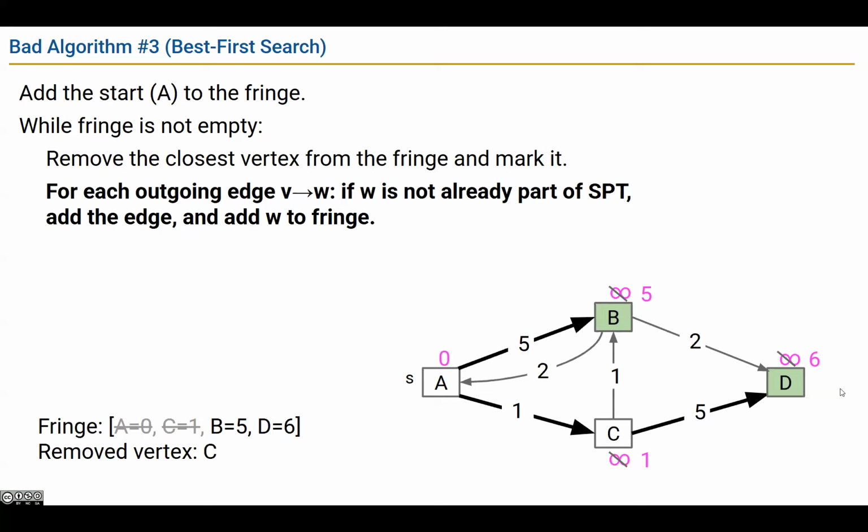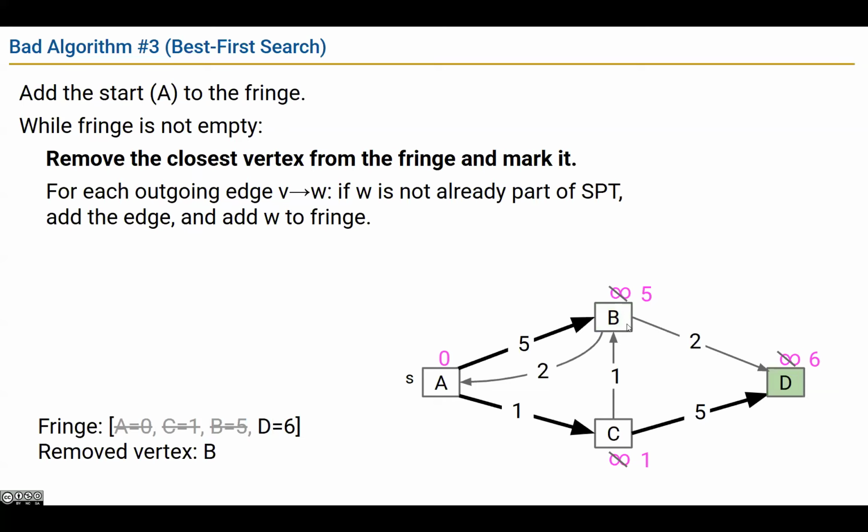What do I do next? I move B. B, does it have any children that I haven't found a path to yet? Nope. So that's good. What next? D. And does D have anything I need to look for? No. Did this work? No. Why did this not work?